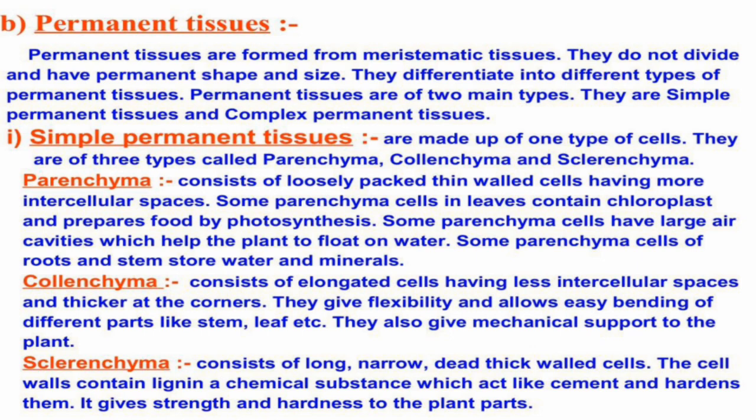Now, sclerenchyma, that consists of long, narrow, dead, thick walled cells. The cell's walls contain lignin, a chemical substance which acts like a cement and hardens them. It gives strength and hardness to the plant parts.